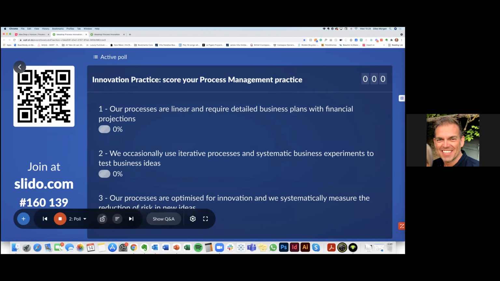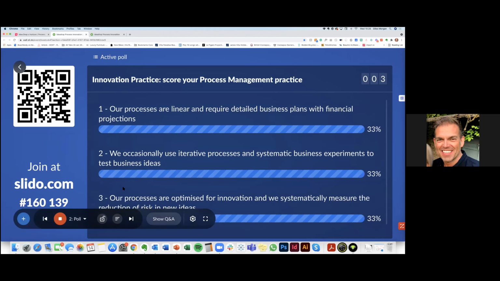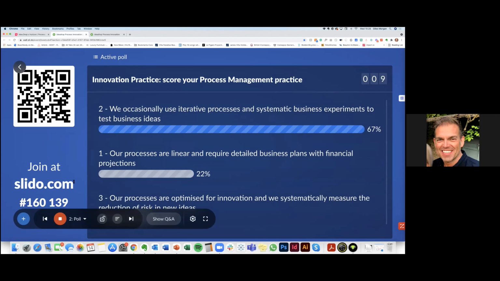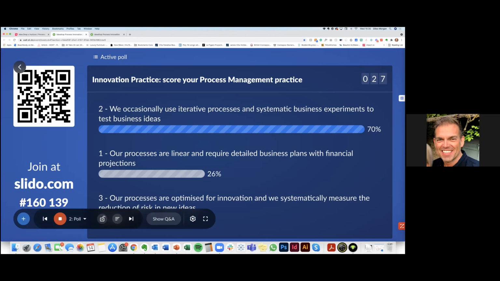We seem to have started on the third one in the poll, so we're going to go backwards. So if you go on to question 2 now, innovation practice, score your process management practice. That's interesting. Wow, even at the moment. It seems like we occasionally use iterative processes and systematic business experiments to test business ideas. Seems to be the winner.